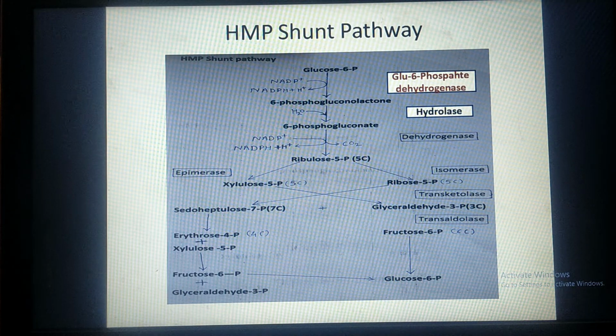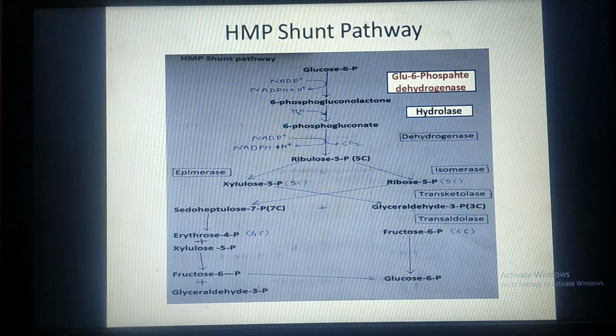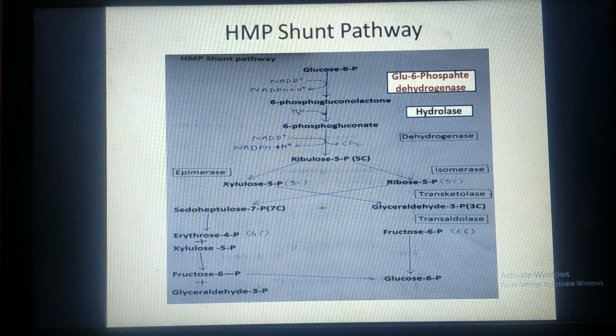The enzyme required for this step is 6-phosphogluconate dehydrogenase. Again, the two hydrogen atoms removed from the substrate are accepted by NADP coenzyme and reduced to NADPH, and the product we get is ribulose 5-phosphate. So up to this step, the pathway is called the oxidative phase. Now the non-oxidative phase of the pathway starts.